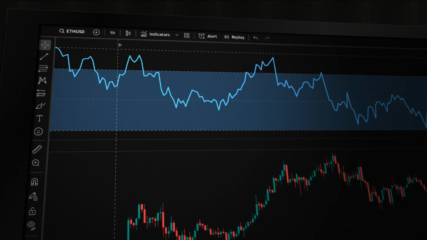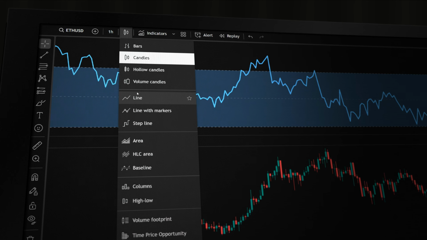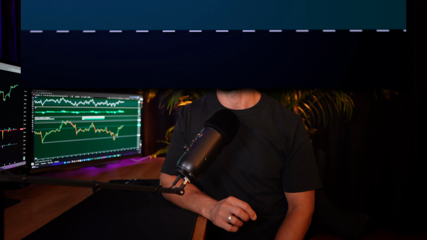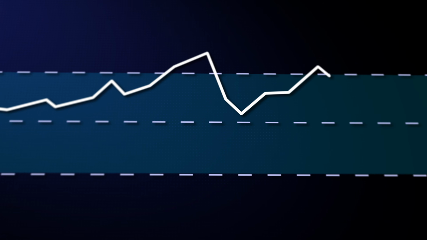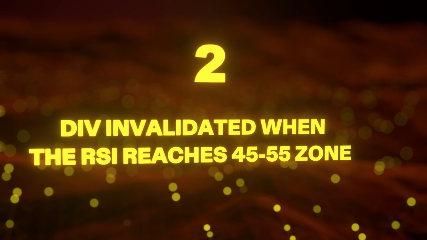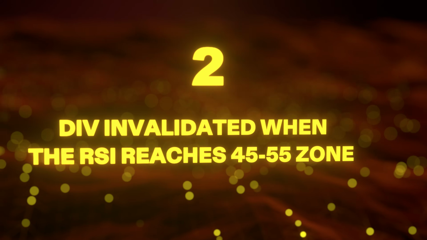Number 1, draw from the bodies, not the wicks. If you have issues doing this, flicking over to a line chart can help. Number 2, remember we spoke about resets? Well, if the divergence strays into the reset or mid area around the 45 to 55 zone, then it's been technically invalidated, so don't use it and wait for the next divergence, which is forming more in the overextended regions.